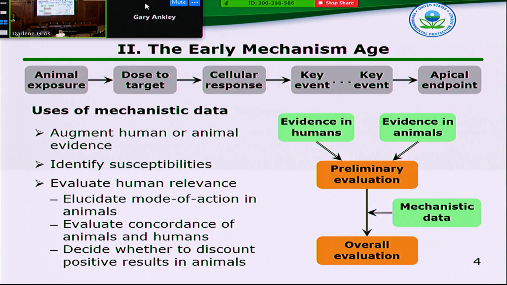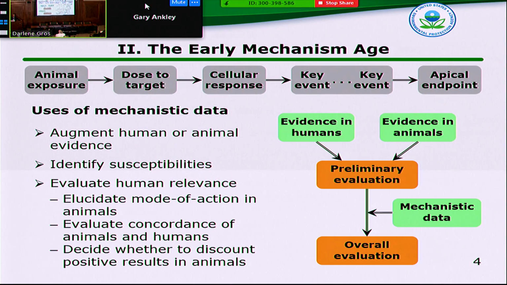Dr. Smith had a very good comment earlier this afternoon, that you don't want to look at just one pathway. You can have multiple pathways, and this is somewhat suggestive of one pathway, and that one pathway is relevant or not, it's well established or not, and there could be multiple pathways. But this is how we got started in the early mechanism age.